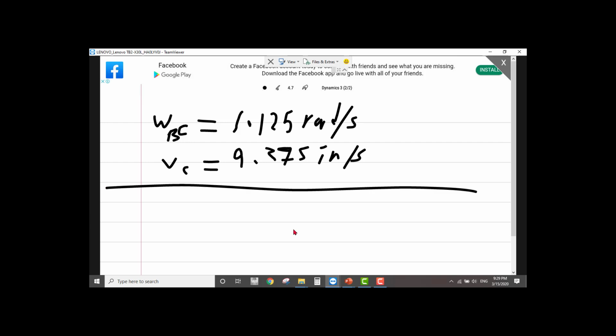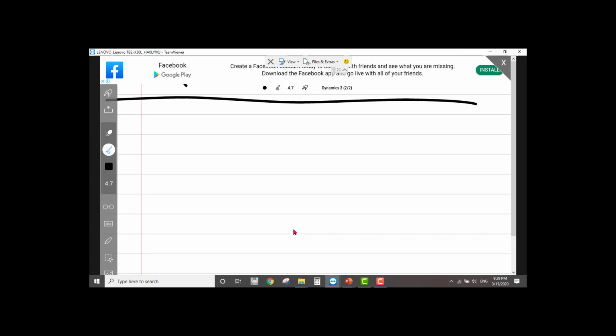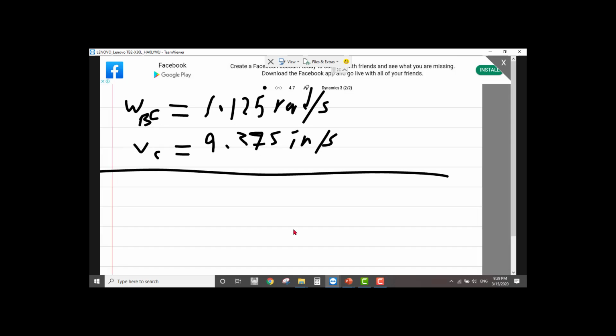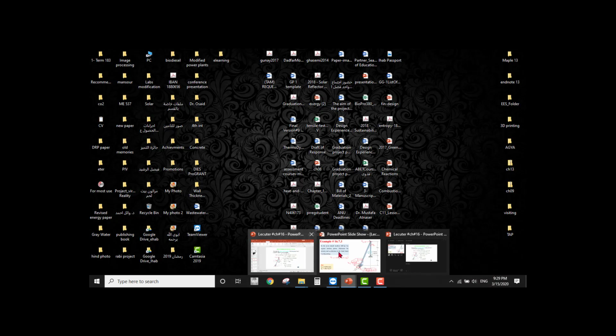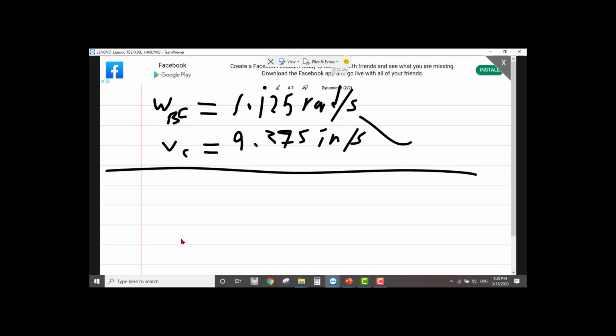This is the velocity equation. Why do we solve the velocity equation? Because we need this velocity. It's mentioned in the question that this is needed. So if you'd like, we can check the final answer. The final answer is 9.375, which is correct.